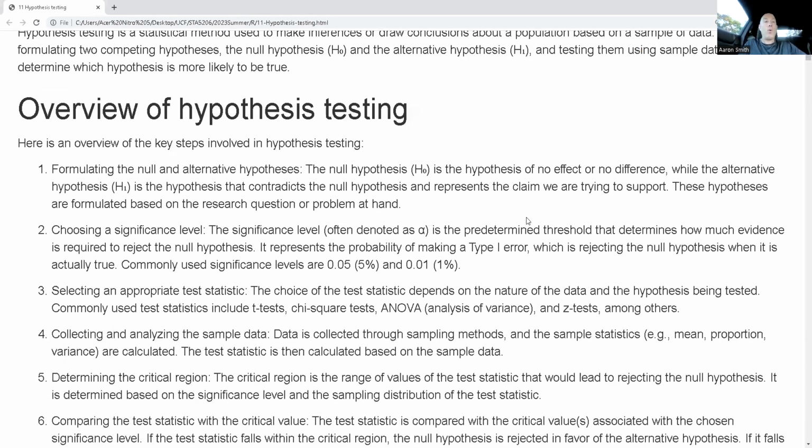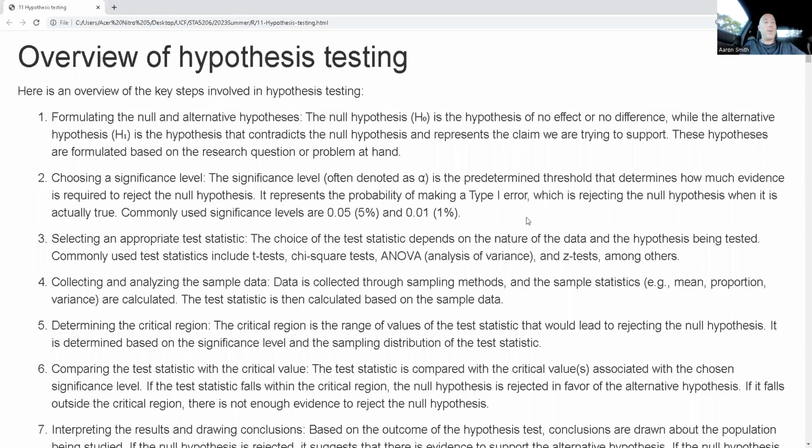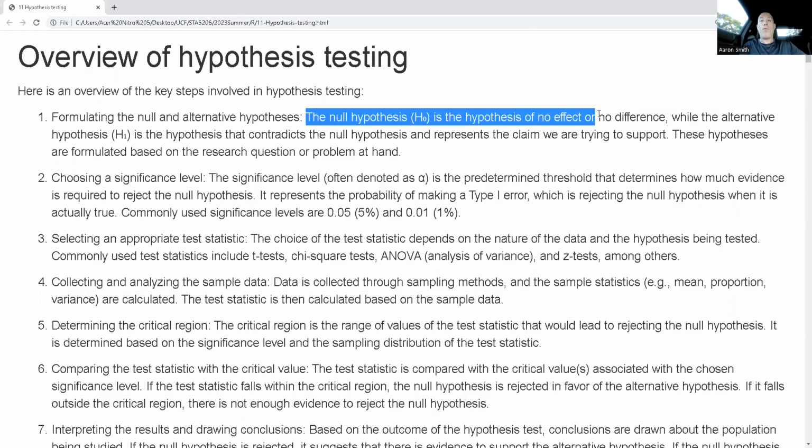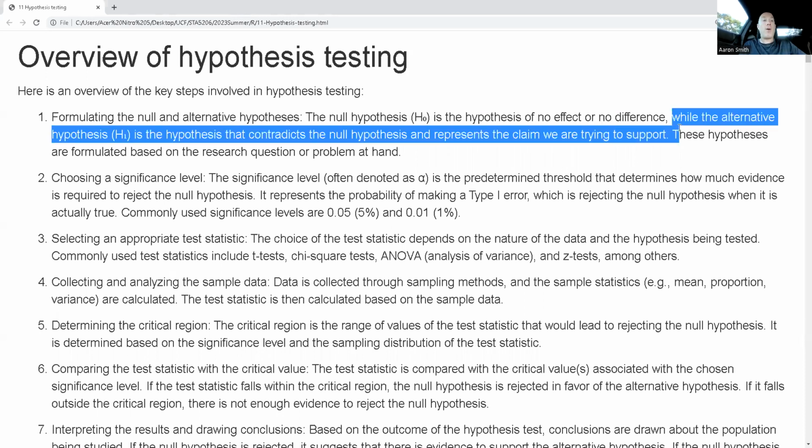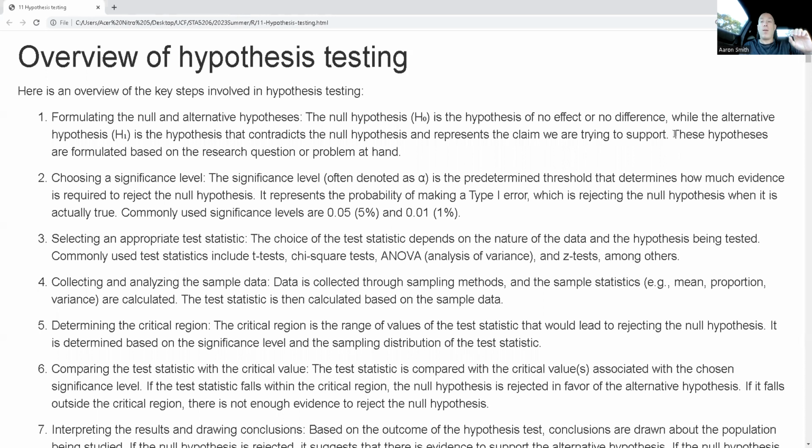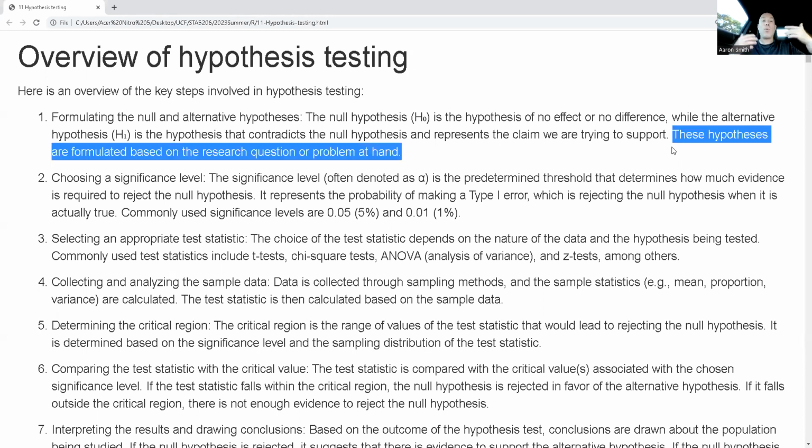All right, so here's an overview of hypothesis testing. First step is to formulate the null and alternative hypotheses. The null hypothesis is the hypothesis of no effect or no difference. This is the default hypothesis. If I don't have enough information, I will go with the null. While the alternative hypothesis is a hypothesis that contradicts the null and represents the claim we are trying to support. These hypotheses are formulated based on the research question or the problem at hand.